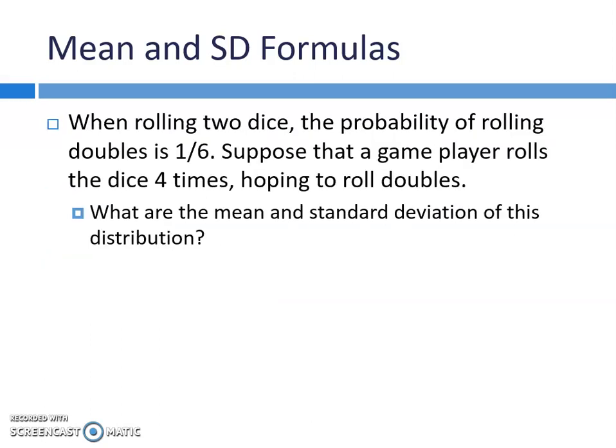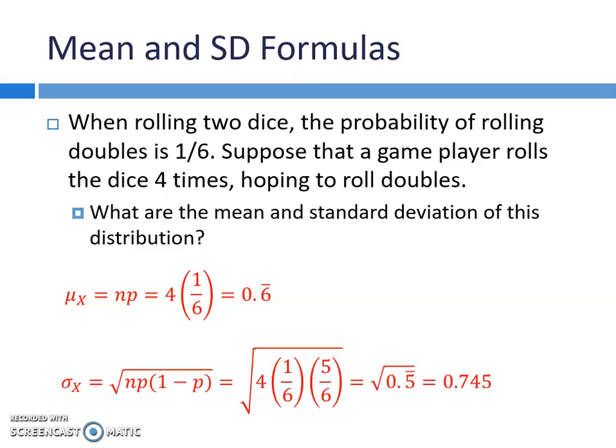So here's our first example. When rolling 2 dice, the probability of rolling doubles is 1/6. Suppose that a game player rolls the dice 4 times, hoping to roll doubles. What are the mean and standard deviation of this distribution? So n here is 4, p is 1/6, so 4 times 1/6 is 4/6, which is 2/3, which is 0.6 repeating. The standard deviation, square root of n times p times 1 minus p, so 4 times 1/6 times 5/6, is the square root of 20/36, which is 0.745. See how simple that was? No crazy calculations to do.